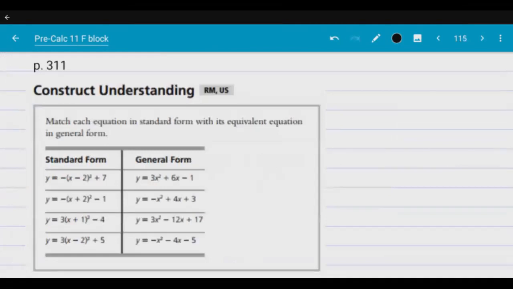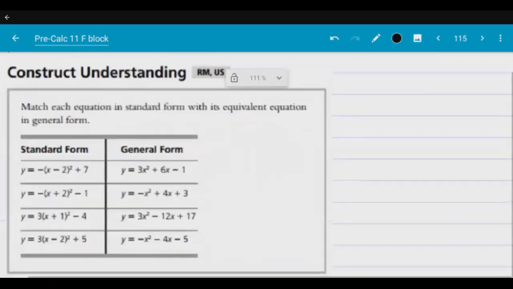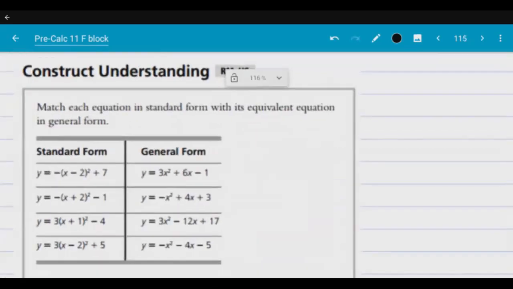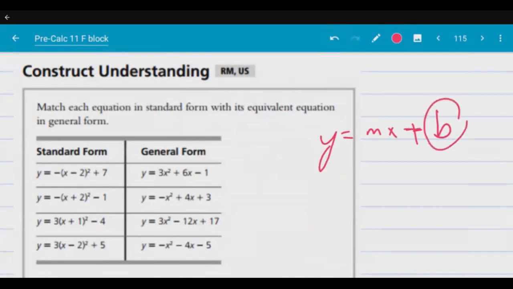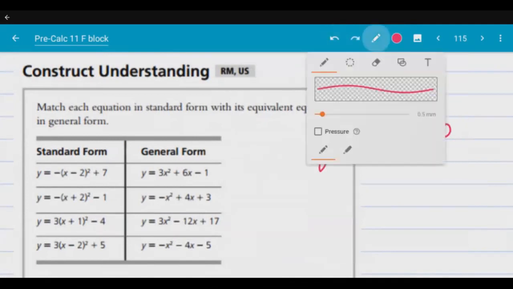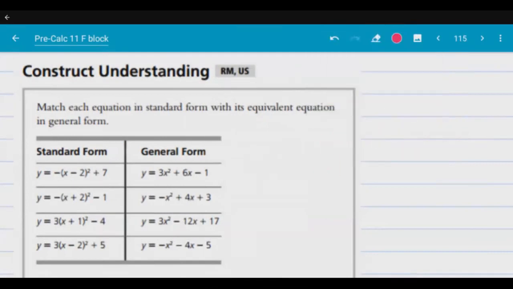Construct understanding, still the same page, but on the lower part. Match the equation in standard form with its equivalent equation in general form. Now, guys, some of you might think that, coming from math 10, since you are used to y equals mx plus b, the number at the end would always be the y-intercept. But you have to be careful because when you are working with quadratic equations, sometimes that is not the case. So take a look at what I have for you.